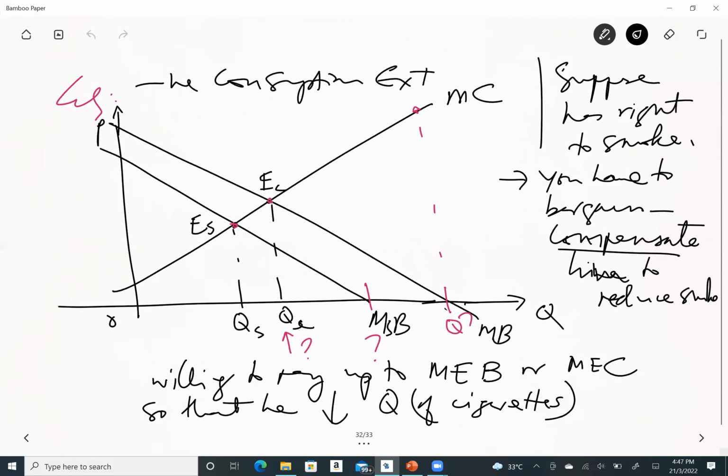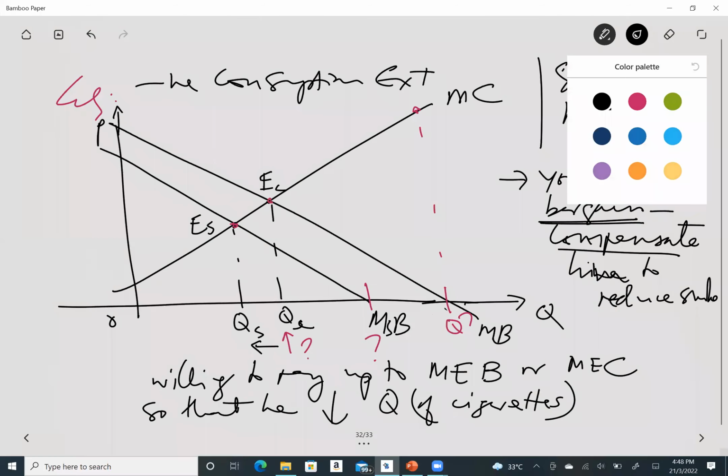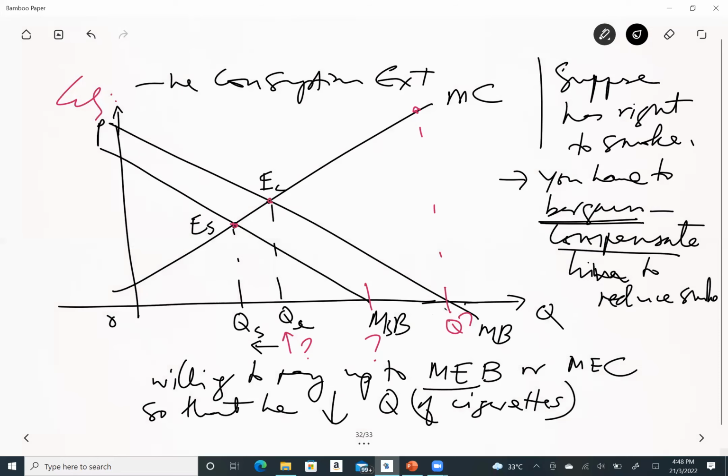Now, what we want is to bargain for him to reduce the quantity. We are willing to pay up to the marginal external benefit. At QC, that is the marginal external benefit. So in order for you to have him reduce one cigarette, you will tell him, okay, I will pay you MEB.